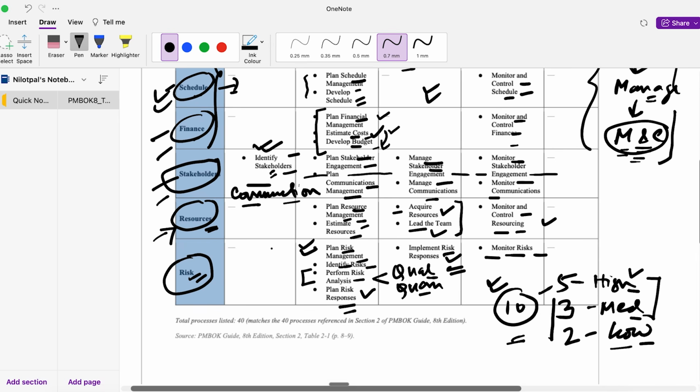Now, before we end this video, there is a very important nuance which I want to highlight to you, okay? So let's look at risk, for example. As we have learned, we would be planning the risk first, okay, then we would be identifying these risks, these 10 risks that have come, and then we perform the risk analysis, and then we plan the risk responses, right?